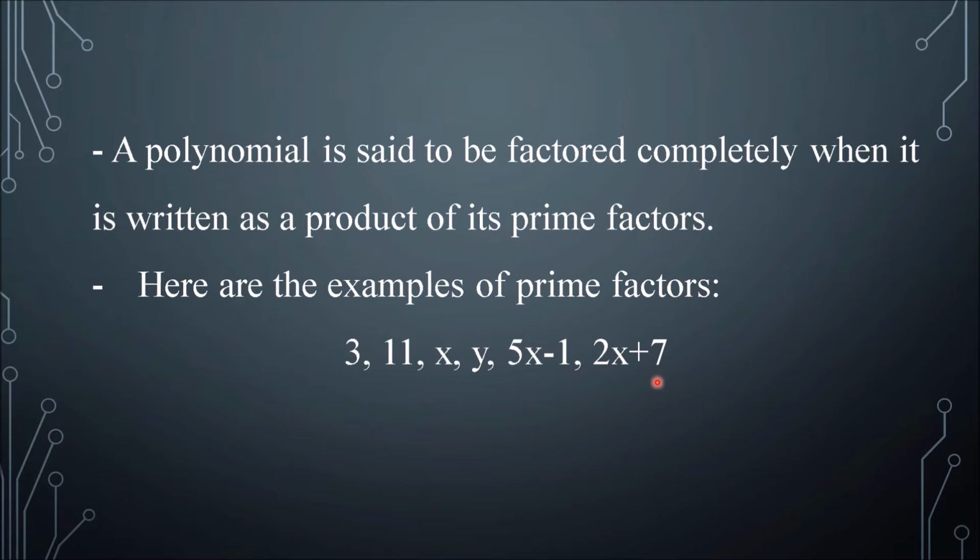So let's have an example of a term which is not a prime factor. Let's have 6. 6 has other factors other than 1 and 6. 6 has other factors like 2 and 3. Therefore, 6 is not considered a prime factor.